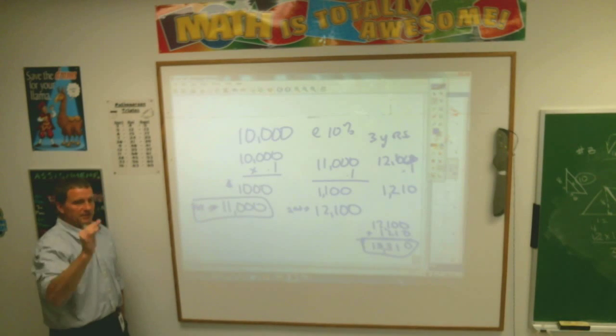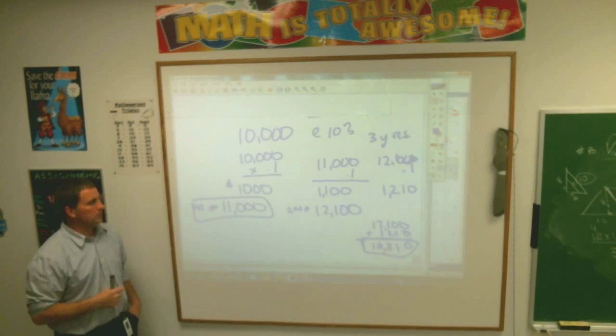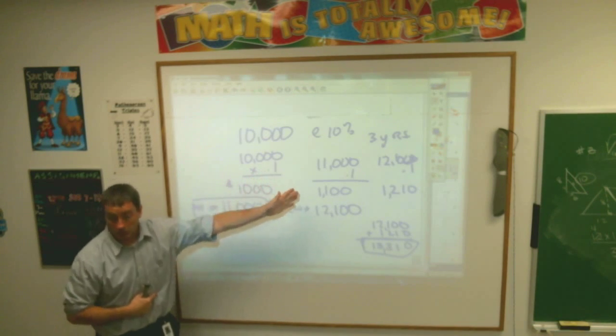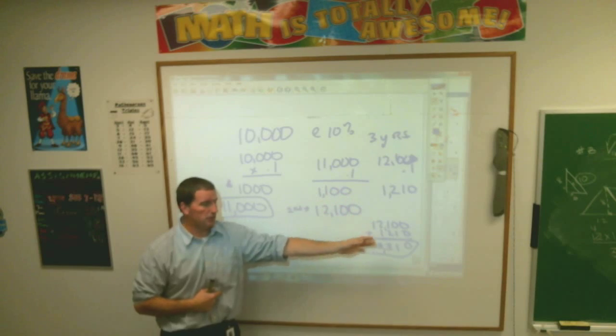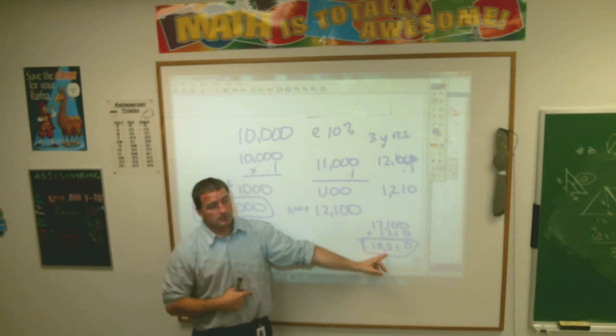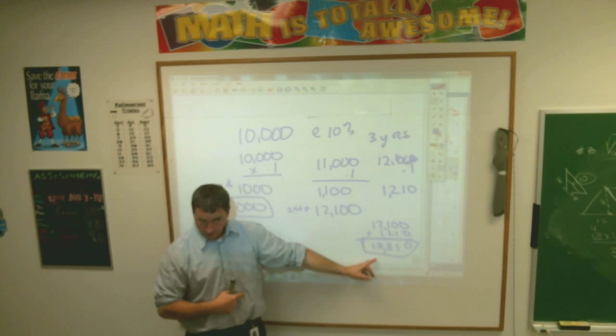If it would have just been simple interest, you would just get $1,000 every year. They don't put it back on with the principal to figure out a new rate, you just get $1,000 every year. And this would have been $1,300.